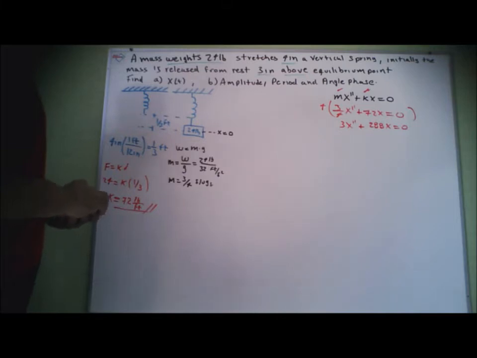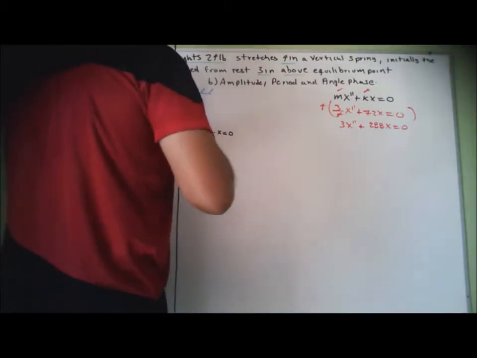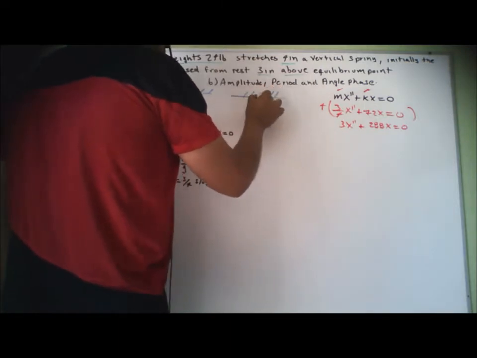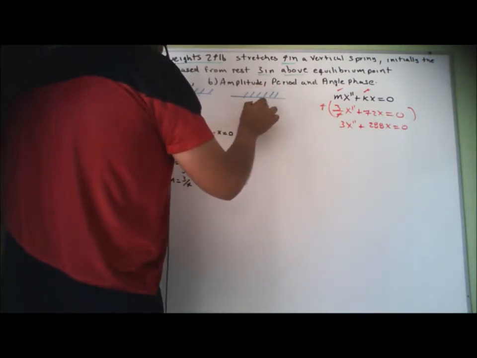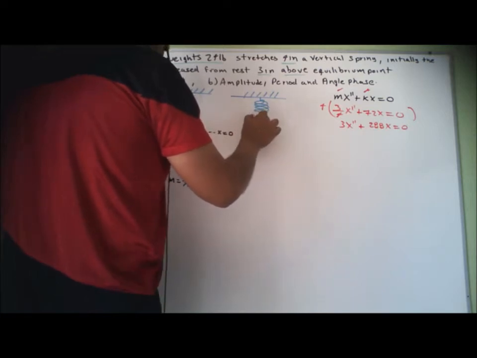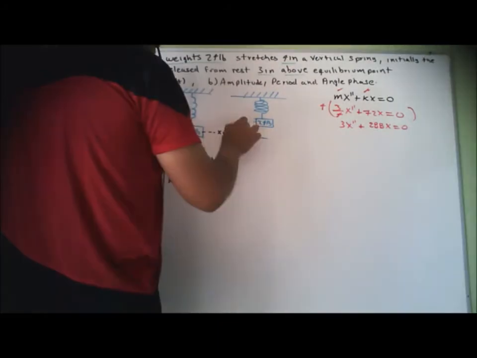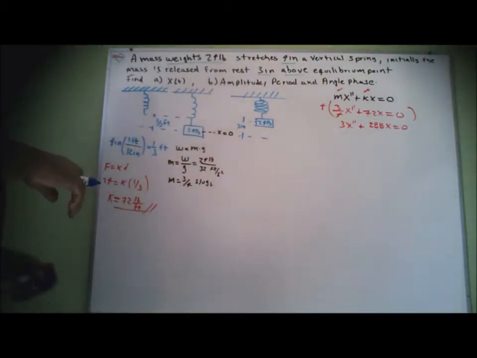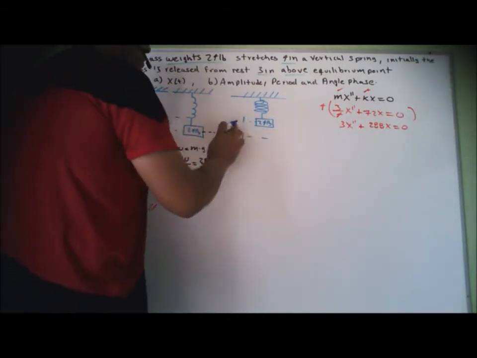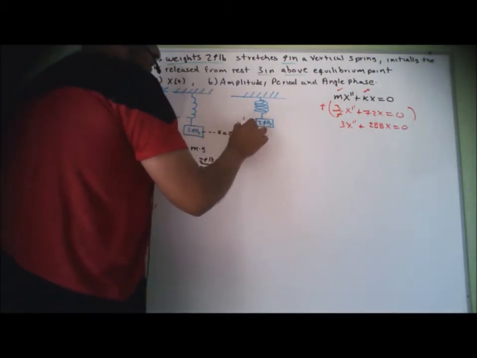Let's continue reading. Initially, the mass is released from rest 3 inches above the equilibrium point. So somebody comes here and pushes the spring and the mass up. Here's the equilibrium point, and here is 3 inches. Divide by 12, it's going to be 1/4. So 3 inches is 1/4 of a foot.